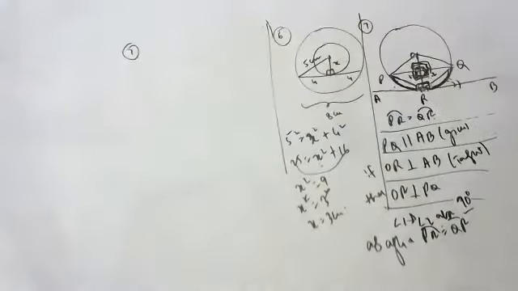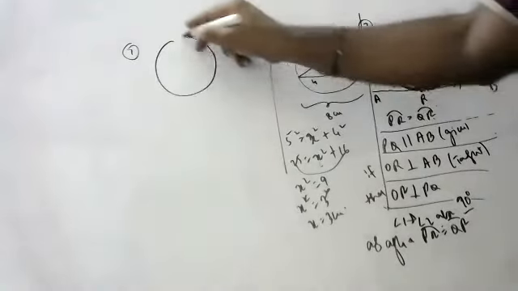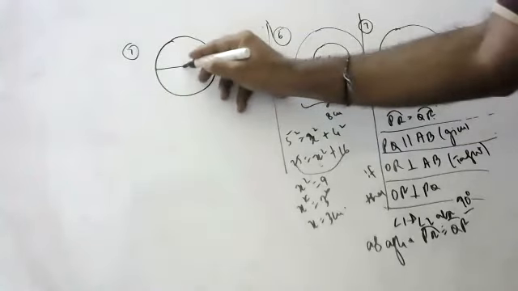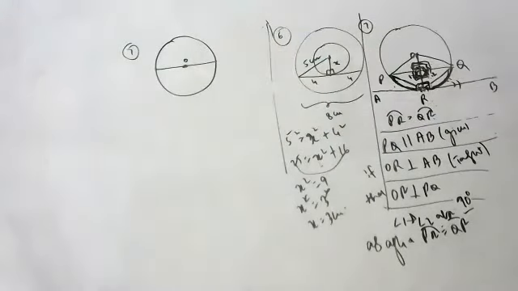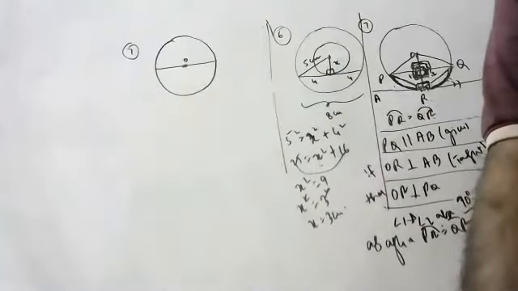Easy question, children. Prove that the diameter AB of a circle bisects all the chords which are parallel to the tangent at any point. He's saying, prove that the diameter of a circle bisects all those chords. Prove that.